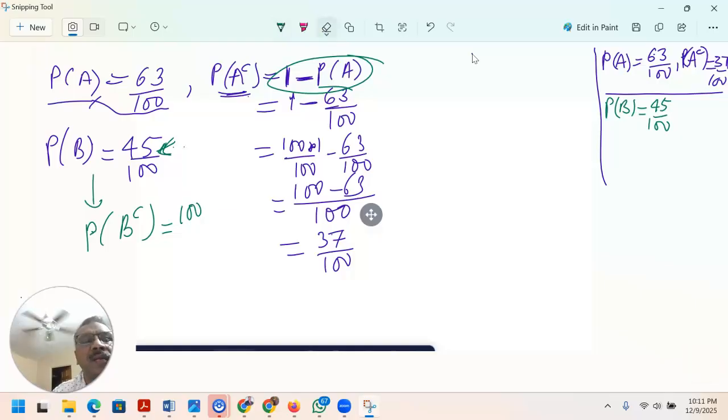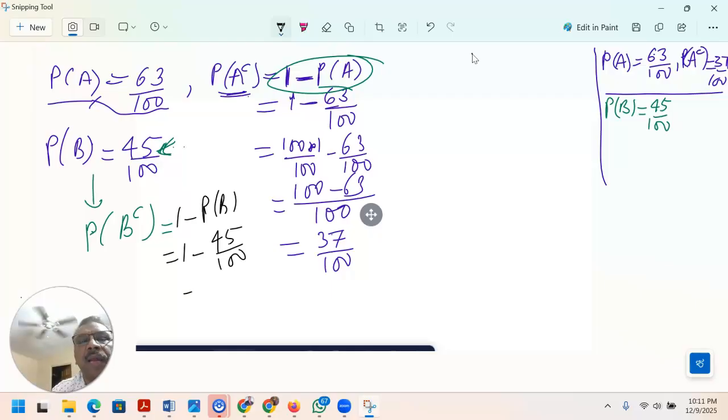So let me use this exactly the same. I'm trying to show every step here. So this is 1 minus probability of B divided by 1 minus probability of B, that is 1 minus 45 over 100. And if you do the same math, multiply by 100, 100 minus 45 is 55 divided by 100.